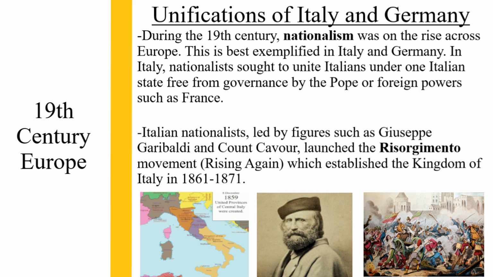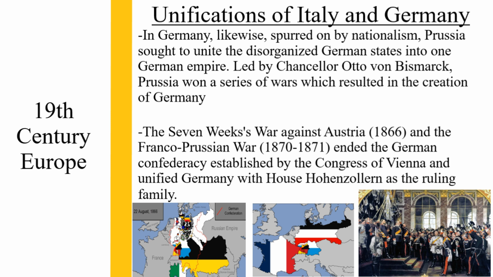If we go on to the next slide, in Germany, likewise, spurred on by nationalism, Prussia sought to unite the disorganized German states into one German empire. Led by Chancellor Otto von Bismarck, Prussia won a series of wars which resulted in the creation of Germany. The 7 Weeks' War against Austria in 1866 and the Franco-Prussian War in 1870 through 1871 ended the German Confederacy established by the Congress of Vienna and unified Germany with House Hohenzollern as the ruling family.